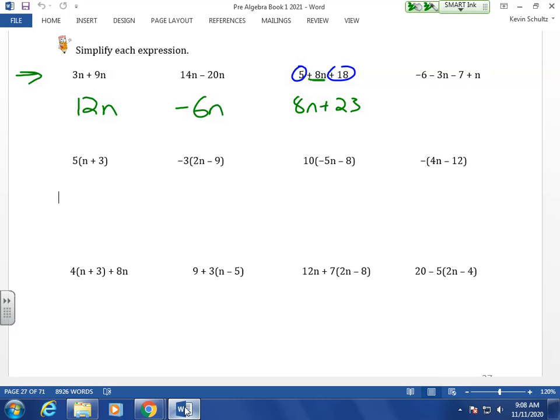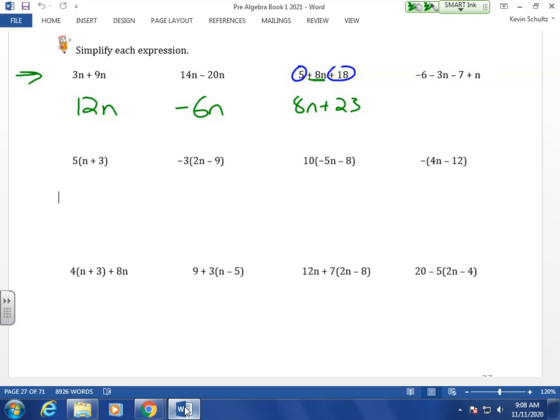So really focus on what are my like terms, okay? If you can combine them, they'll either have the same variable or they'll both be constants, right? So 8n plus 23 should be your final answer. We have those 8 n's we can see there, and then a constant of 23.